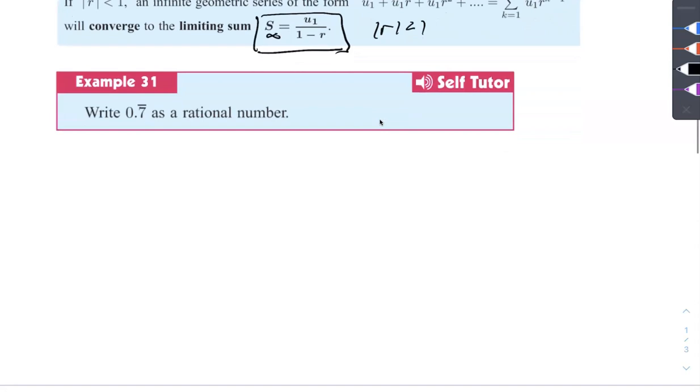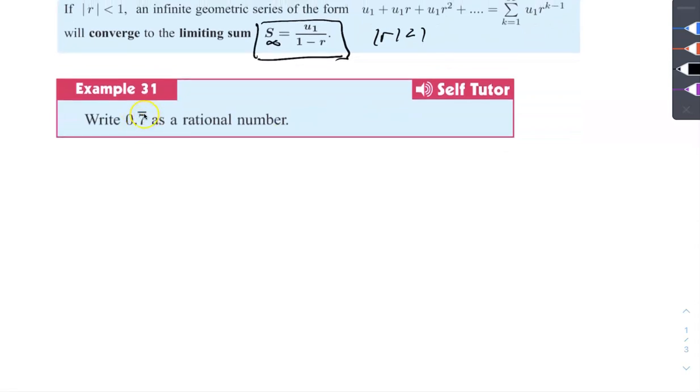So the first question here: write 0.7 repeating, with the line over the 7, as a rational number. Now this is kind of tricky. The general idea here is this. 0.7 with the line over is this guy, right? Is just this.